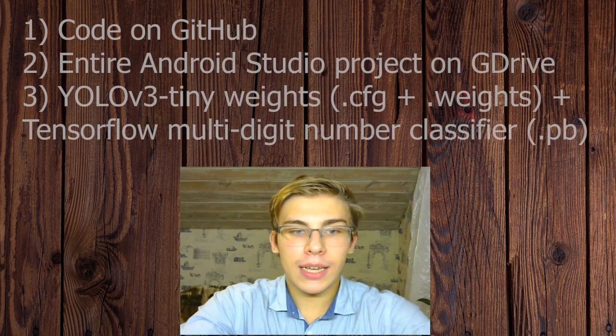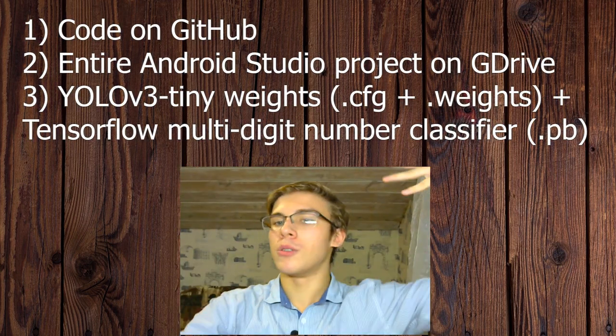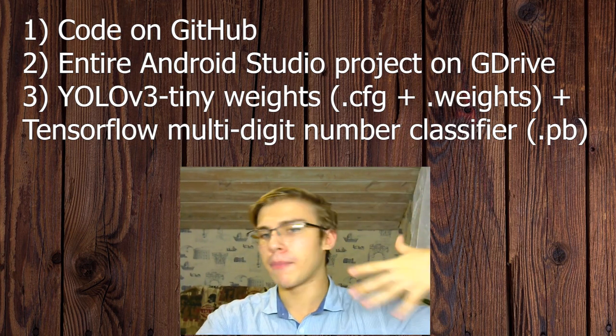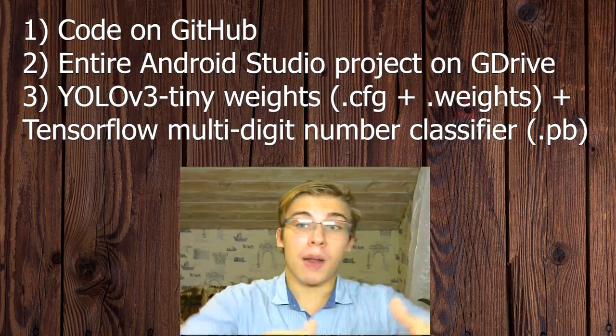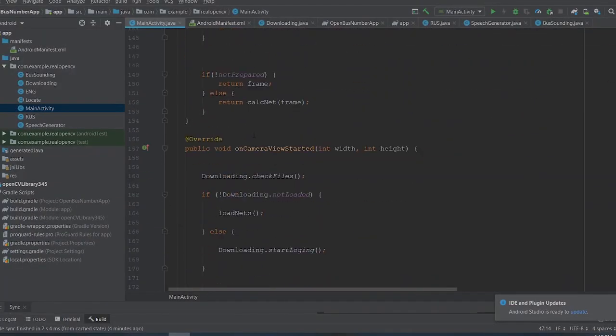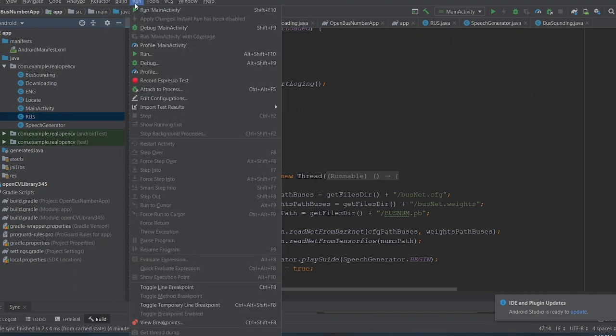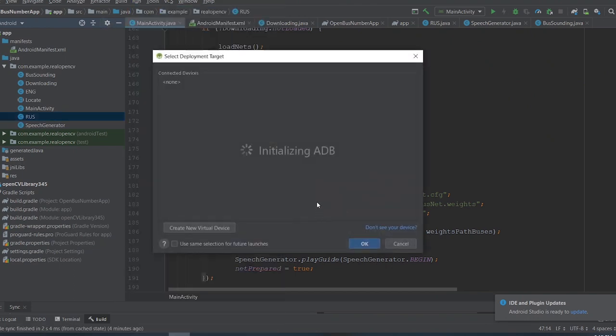So now let's actually chat about the open sourcing part, because as I've mentioned, I will be putting the code on GitHub, the main activity, the activity XML, Android manifest, but I will also be uploading the entire Android Studio project. It's an Android Studio app. I'll be uploading the entire project on Google Drive, and I'll drop a link in the description, as well as the links to the weights of the two neural networks that you can run.